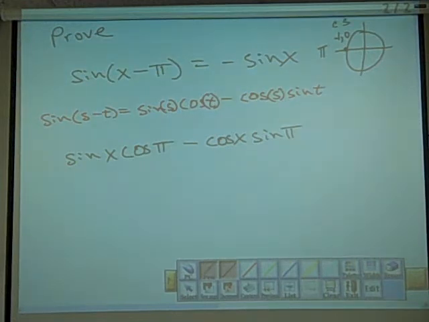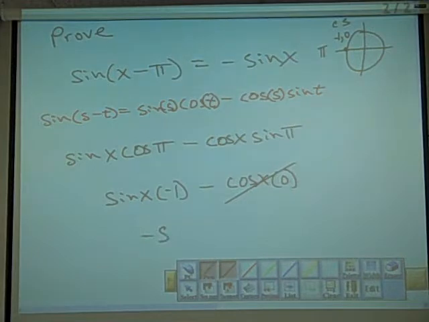As cosine and sine, right? So cosine at pi is a negative 1. So this is like saying sine x times a negative 1 minus, and then here we have cosine x, and now we look at sine at pi, and sine at pi is 0. So this right side goes to 0. And so we end up with negative 1 times sine x. That would be negative sine x. And that equals our right hand side.